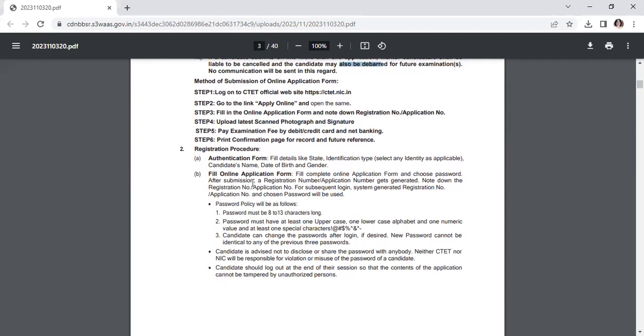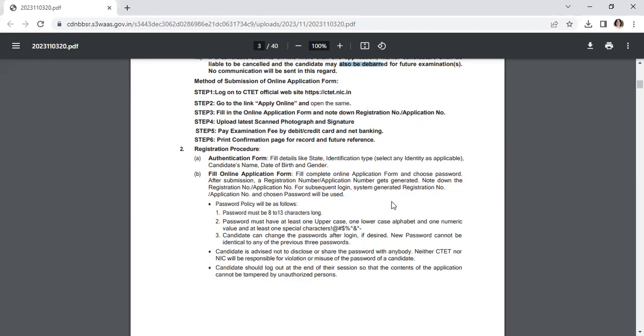Registration procedure. Let us see what is there. Authentication form. Fill details like state, identification type. Select any identifier as applicable. Candidate's name, date of birth, and gender. Fill the online application form. Fill the complete online application form and choose a password. After submission, a registration number and application number get generated. Note down the registration number, application number. Remember, teachers, you are going to note down the registration number and application number positively.